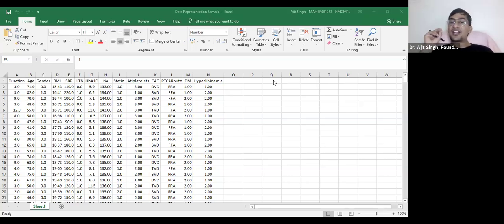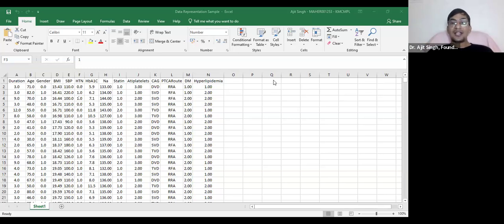Now the column number K. Okay, column number K. That is CAG, coronary angiogram report. Let me describe, then only answer. SVD, DVD, TVD. There are 3 terms. Single vessel disease, where only one vessel was blocked. DVD is double vessel disease, where 2 vessels were blocked. TVD is triple vessel disease, where 3 vessels were blocked. Okay. Now tell me what is the type of data this is. Single vessel disease, double vessel disease, triple vessel disease. What type of data is this?